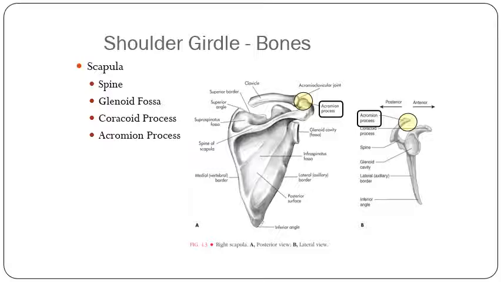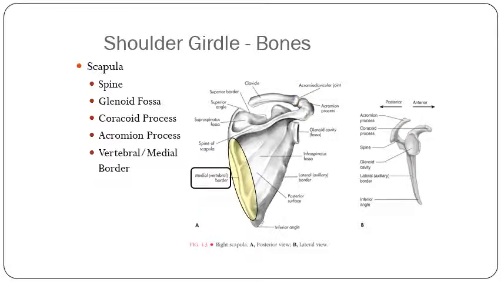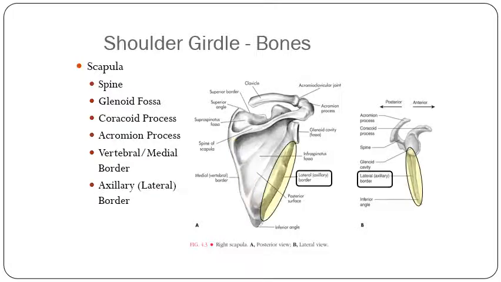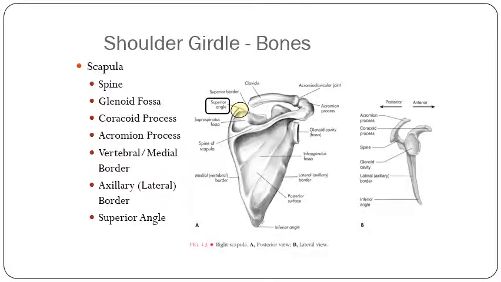There's your acromion process. Okay, so the acromion process is the structure that comes off of the scapula. You have the vertebral or medial border of the scapula, and you have the axillary or lateral border of the scapula. Sometimes looking at these landmarks relative to where they are, you'll be able to tell whether you have a left or right scapula. There's your superior angle of the scapula, and then your inferior angle. These are primarily all of your various bony landmarks when you're looking at the scapula of the shoulder girdle.